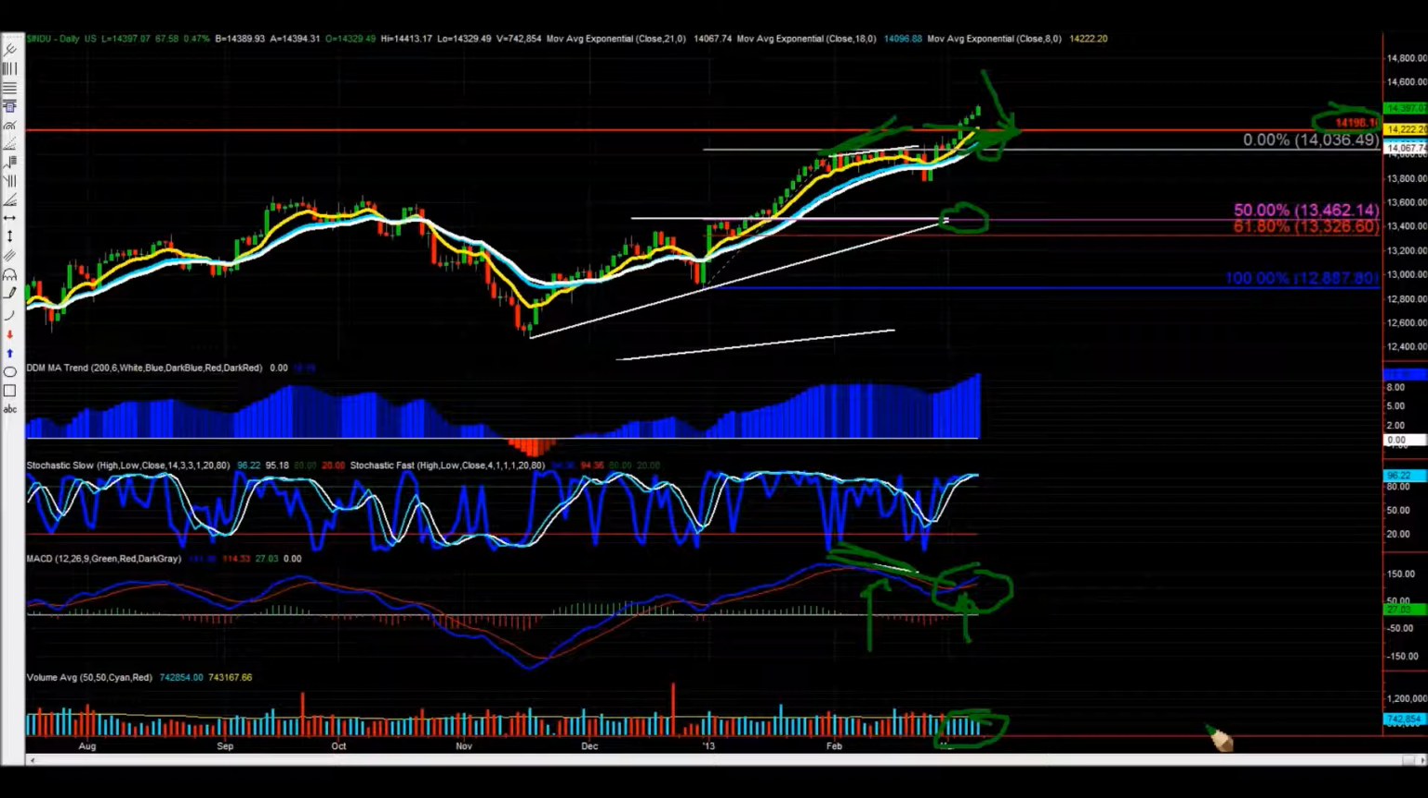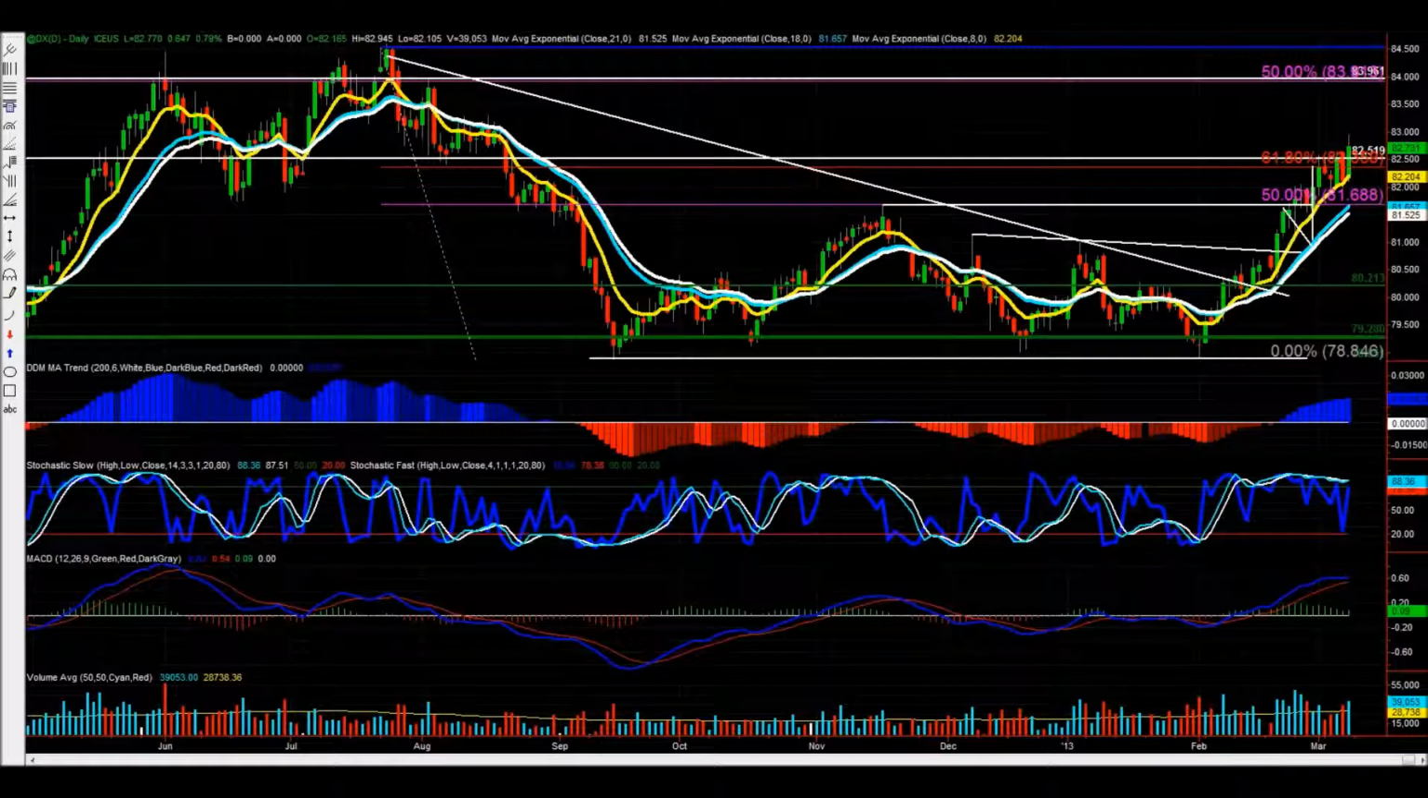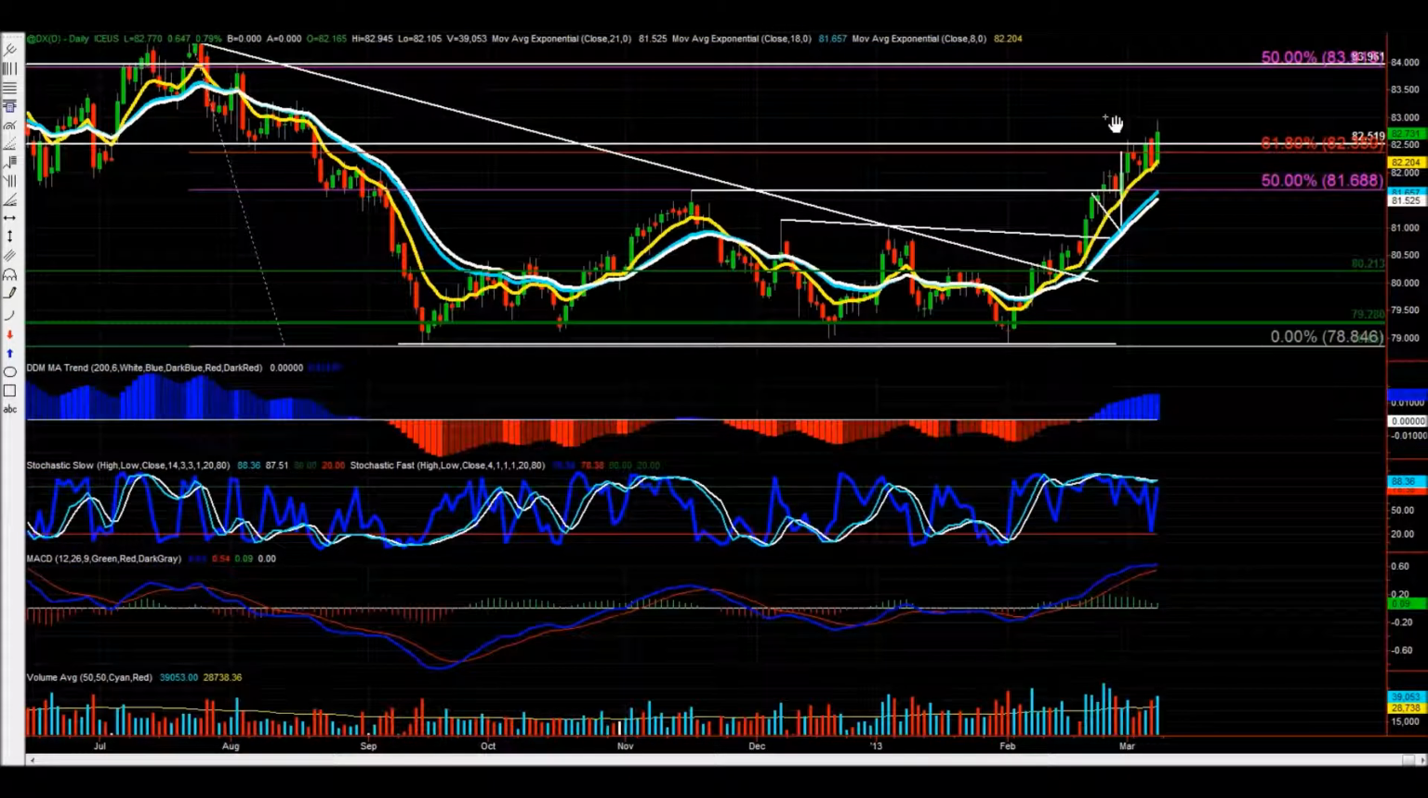And I think what's really driving this market, in my opinion, is what the Fed is doing in terms of Fed policy and what the dollar index is doing. So let's jump over and take a look at the dollar index. So here's the dollar index.